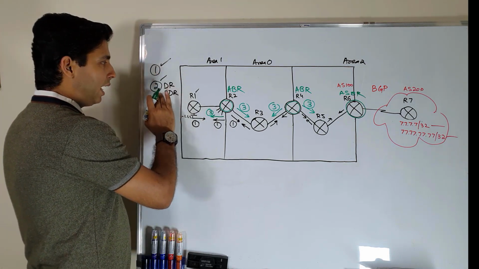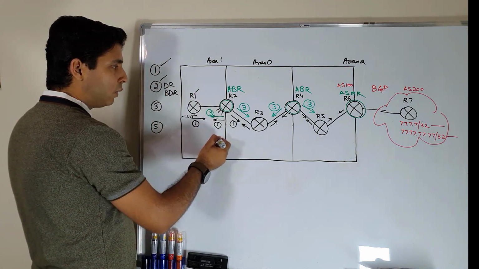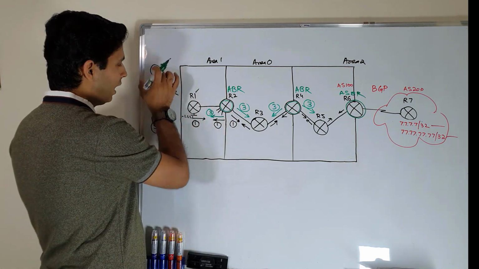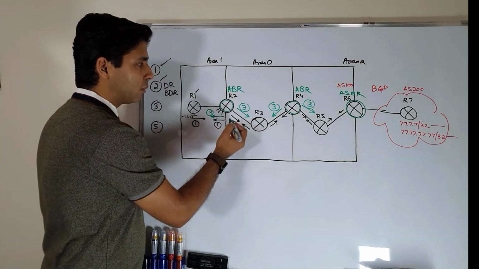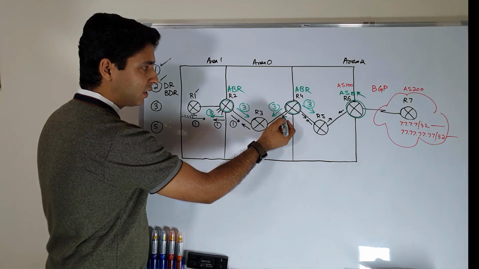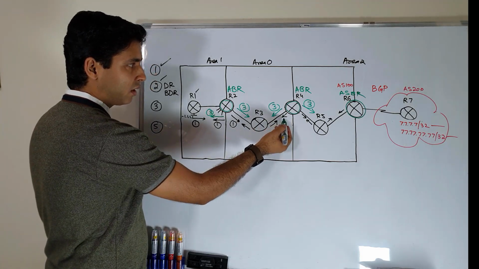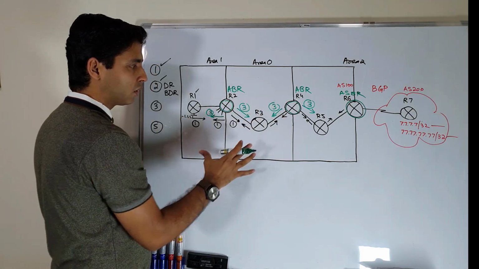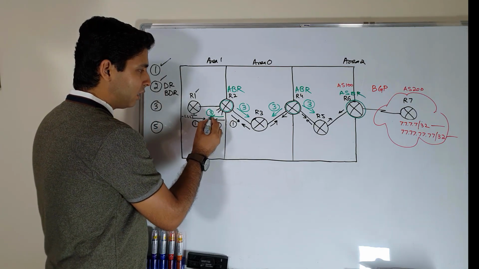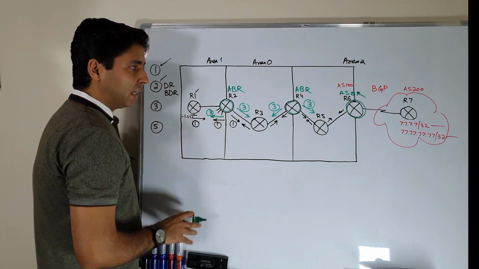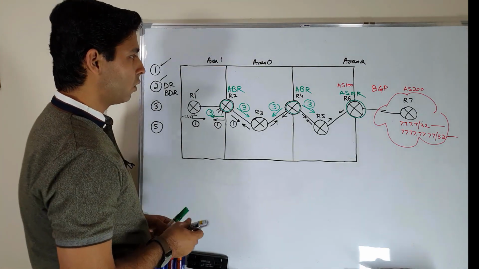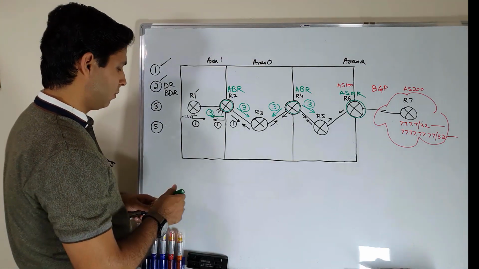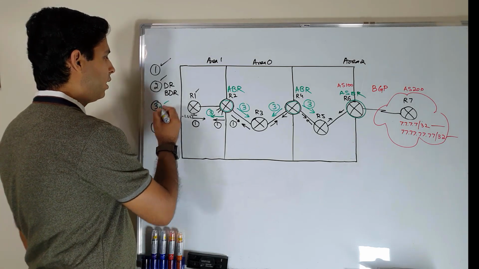LSA type 1 and LSA type 2 stay within the area. If an LSA1 is generated inside area 1, it will never cross the boundary. These black ones, if they are generated by one router, will never cross the area. But LSA3 are also called inter-area LSAs. This is also very simple, called LSA type 3, and is generated by the ABR.